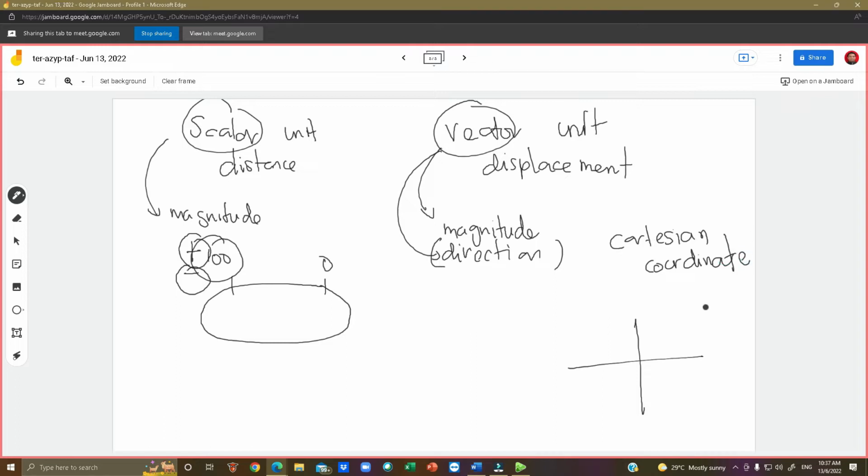Cartesian coordinate. Okay, so kita ada X, kita ada Y. Ni zaman sekolah tu dah belajar ni, X dengan Y paksi. Okay, so any movement, later on kita akan tengok contoh, any movement that move from left to right, the value will be positive. Jadi lawan dia, any movement that from right to left, it will be negative. Same goes, anything that move from bottom up, this is known as positive movement, and anything move down is known as negative movement.